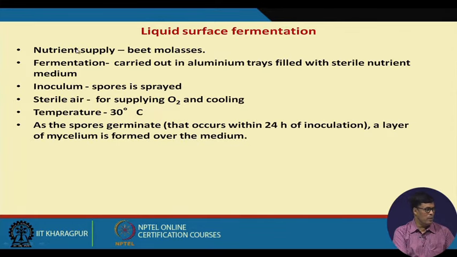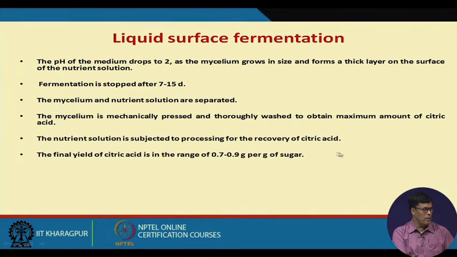The nutrient supply is beet molasses. The fermentation is carried out in aluminum trays filled with sterile nutrient media. Then inoculum spores are sprayed, a sterile air layer is supplied, and the temperature is 30 degrees centigrade. Spore germination takes place and a layer of mycelia forms on the surface. The pH drops to 2 and mycelia grow in size and form a thick layer on the surface of the nutrient. The fermentation stops after 7 to 15 days.